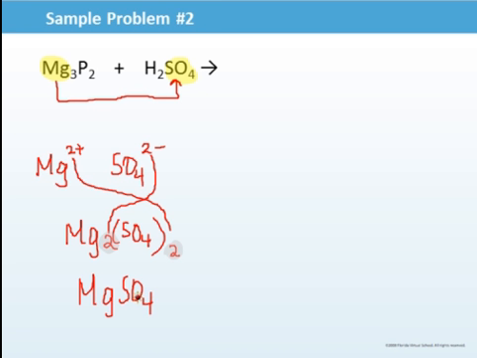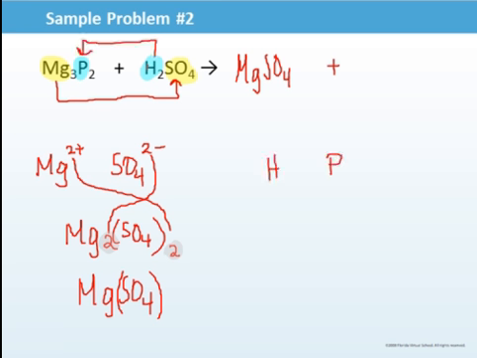Now remember, SO4 is the group, so don't look at that subscript in terms of trying to reduce. The subscript that you're looking at is SO4 with the 2 after it. Let's move on. So we have MgSO4. Now our next chemical we see is hydrogen forming a bond with phosphorus. Remember, positive ion always is written first, so it's hydrogen forming a bond with phosphorus.